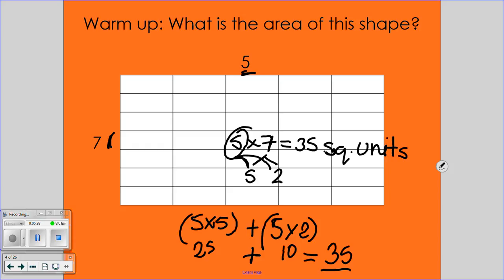Now make sure you write that word square in there because the whole part of area is that we are using what? Squares. We're using the length and width, the whole square, not just part of the square.